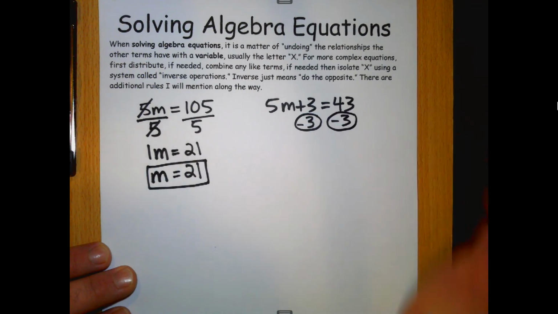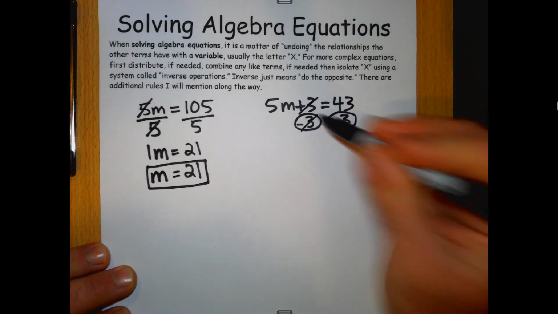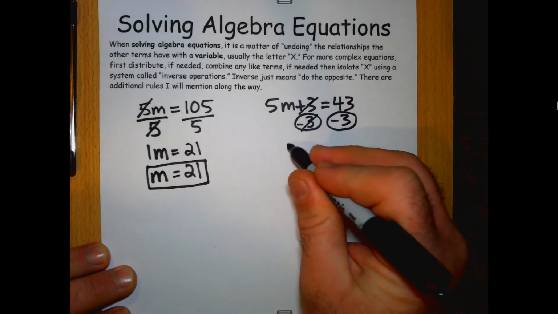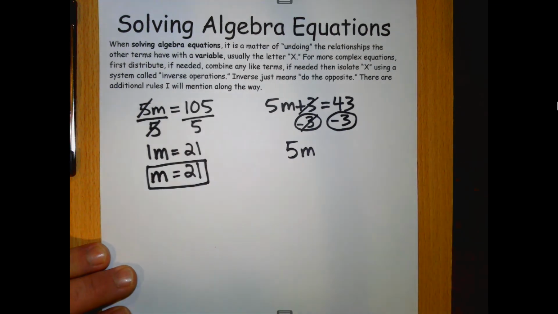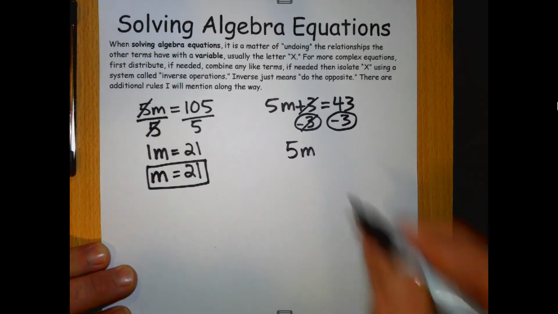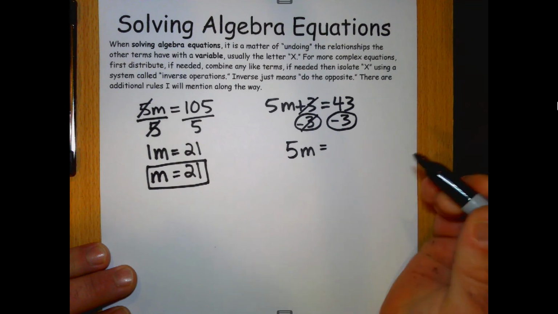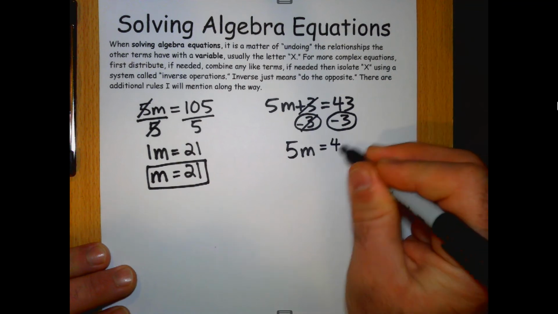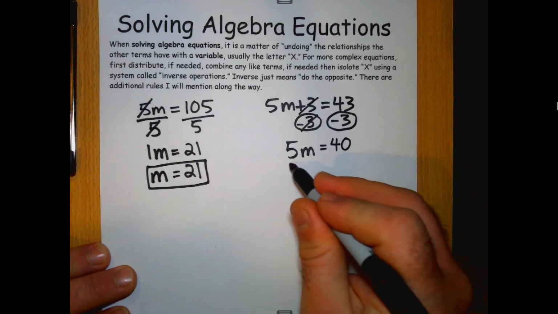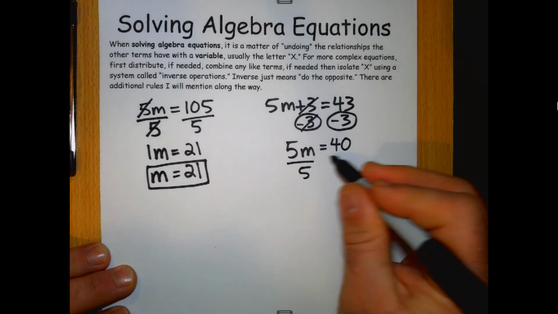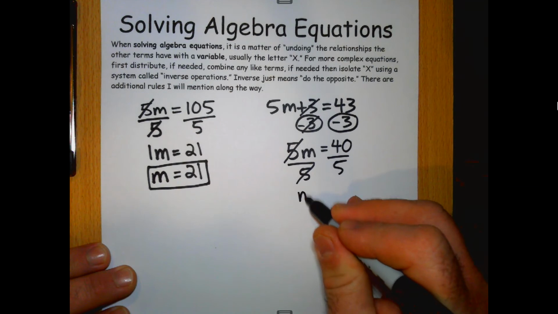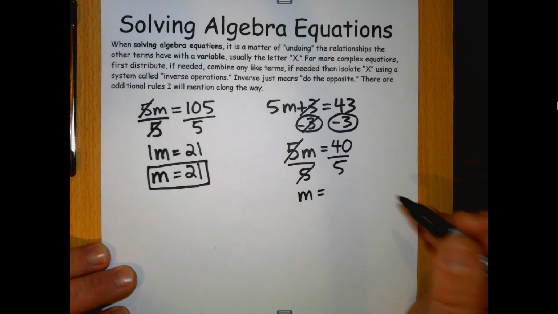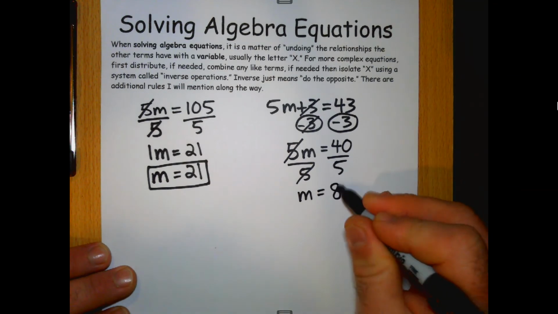So I'm going to subtract the left side by 3. 3 minus 3 is 0. I'm going to bring the 5m down, and I'm not going to write 5m plus 0. I'm just going to write 5m. Now 43 minus 3 is 40. And the last step, I'm going to divide both sides by 5. 5 divided by 5 is 1m. And 40 divided by 5 is 8.